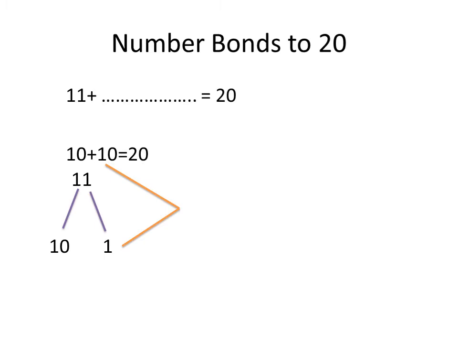Then from that second 10, when we cut 1, we have an extra 9. So we can get our answer as 11 plus this 9 is equal to 20. So our answer is 11 plus 9 is equal to 20. Now let's try another example.